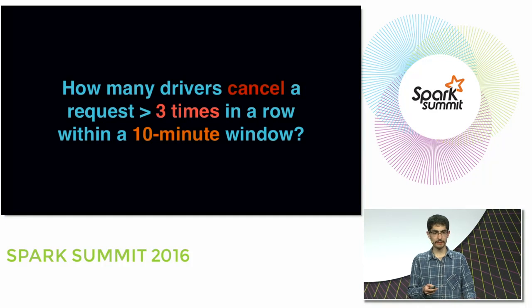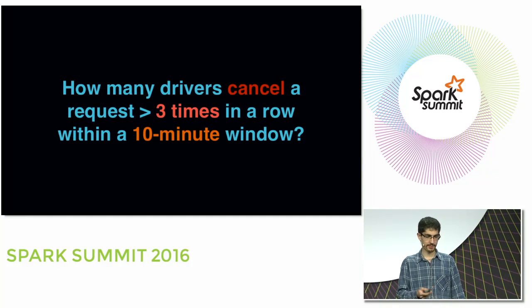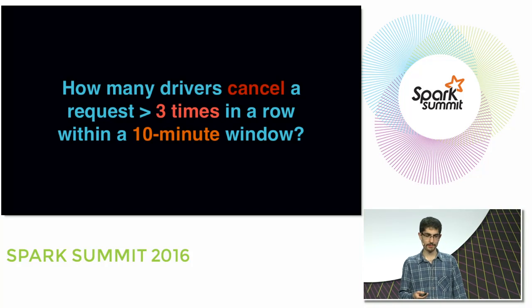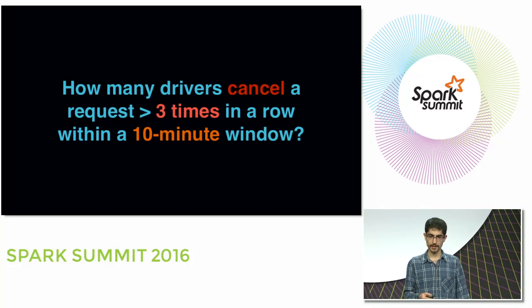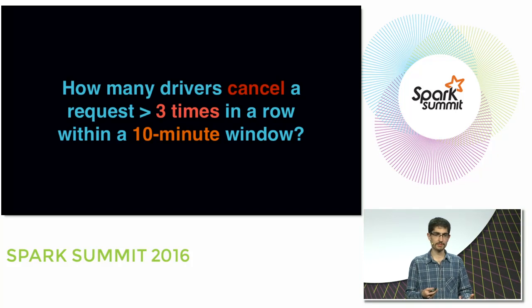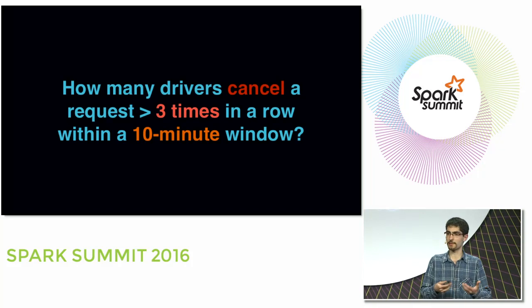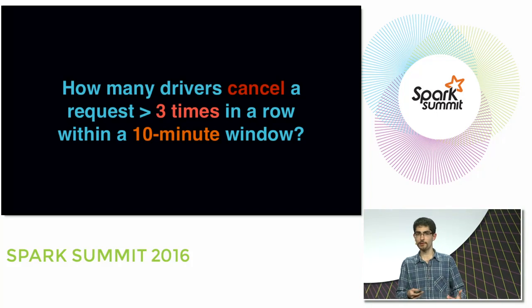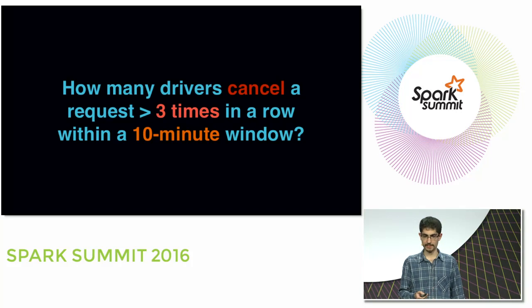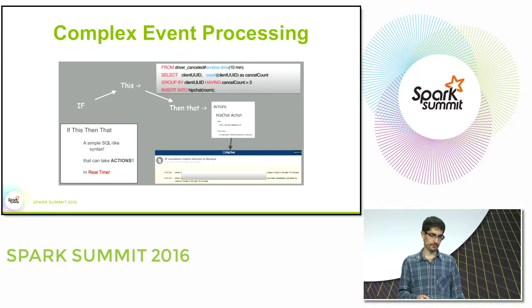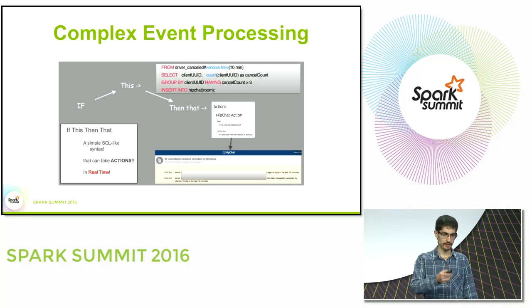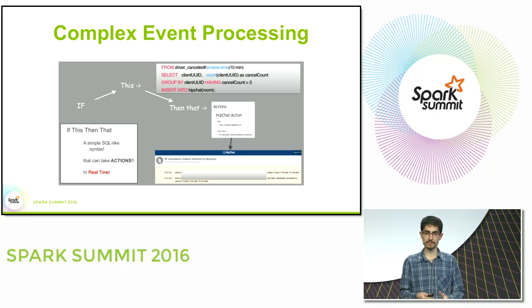We also have more complicated questions like how many drivers cancel a request more than 3 times in a row within a 10-minute window. And we might want to know this information because it could indicate there's something wrong with our matching. And we want to know about that quickly because it could indicate a failure. So to solve this, we use complex event processing, and we provide like a SQL abstraction, and we can trigger events. So in this case, when that situation happens, a chat message is printed.